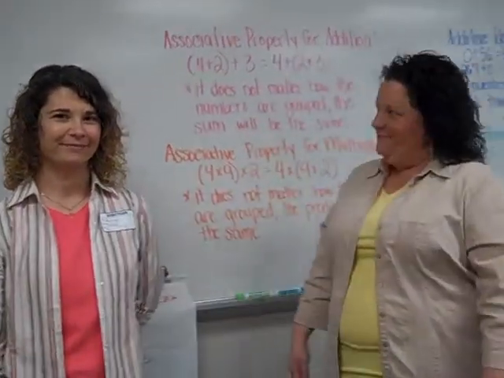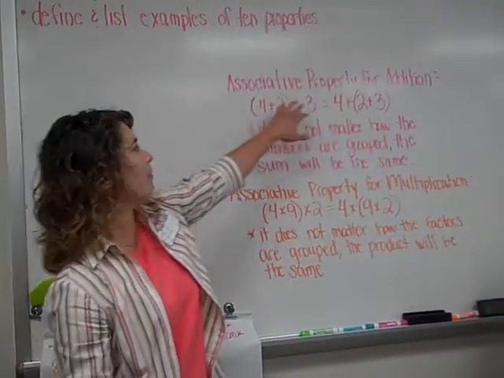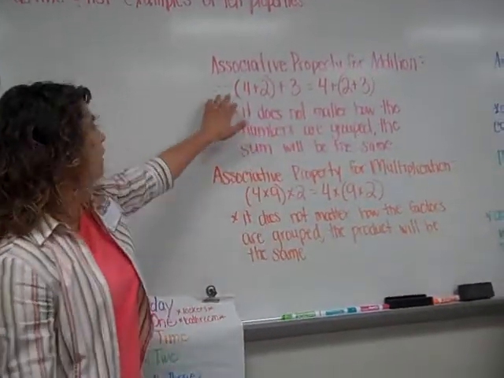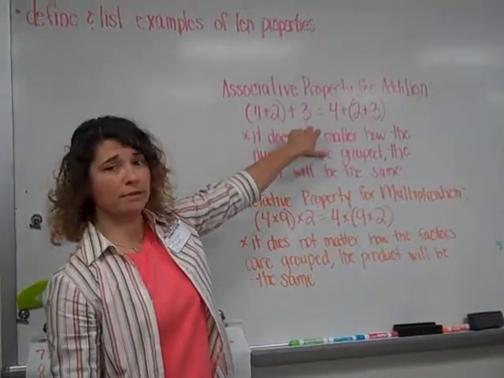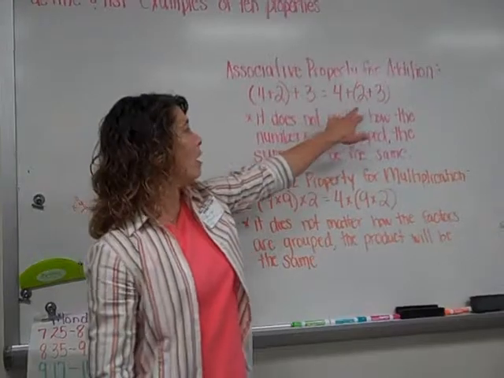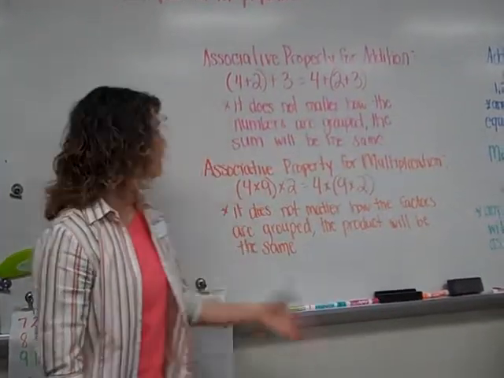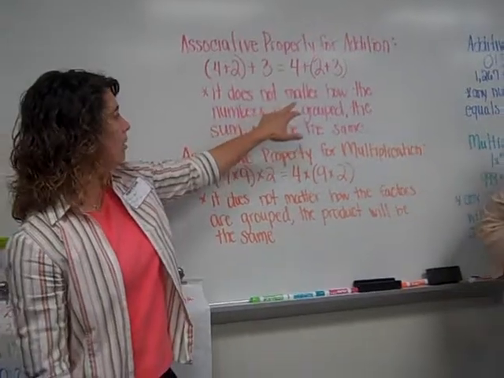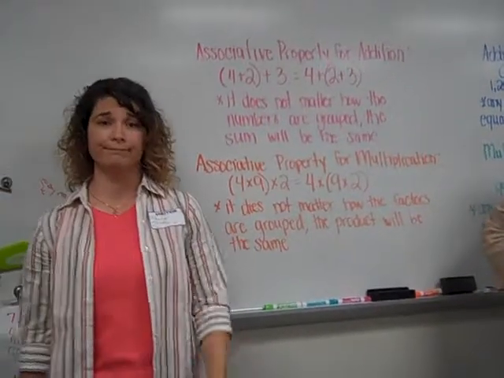So let's begin. First we're going to talk about the associative properties. We're going to talk about the associative property of addition. So we have open parenthesis 4 plus 2, close parenthesis, plus 3 is equal to 4 plus open parenthesis 2 plus 3, close parenthesis. So it does not matter how the numbers are grouped, the sum will be the same.